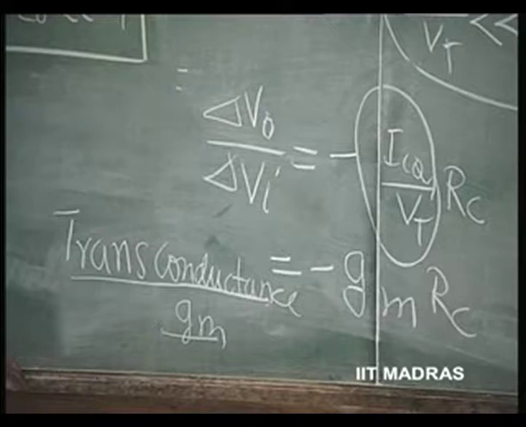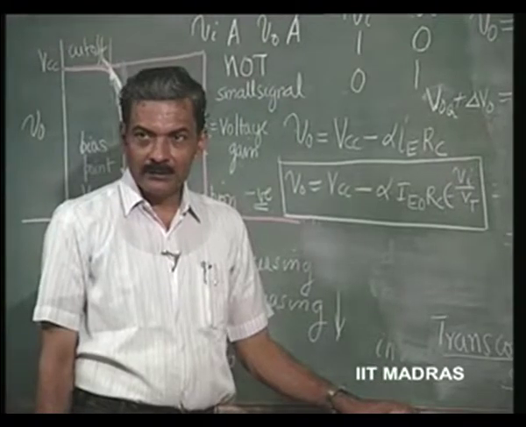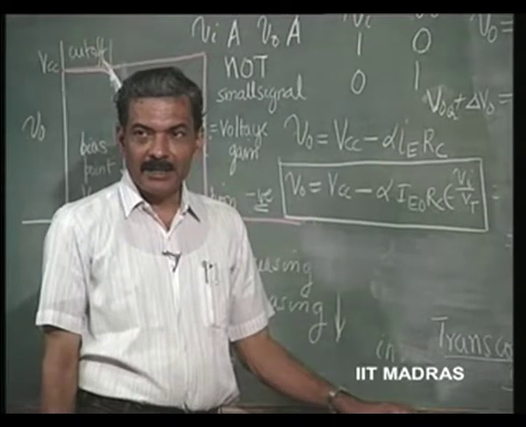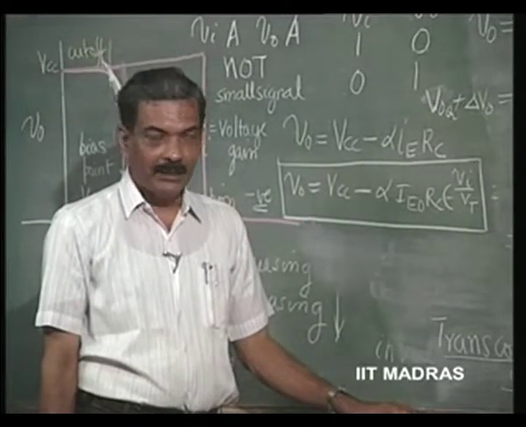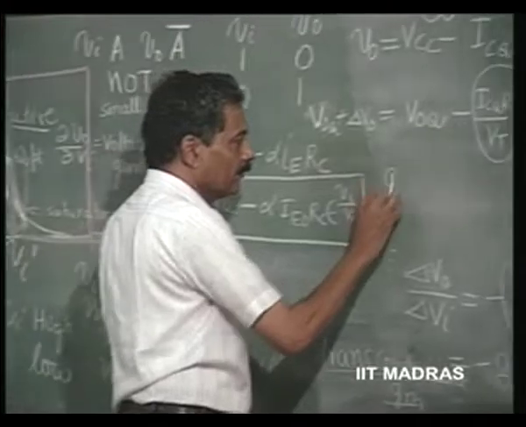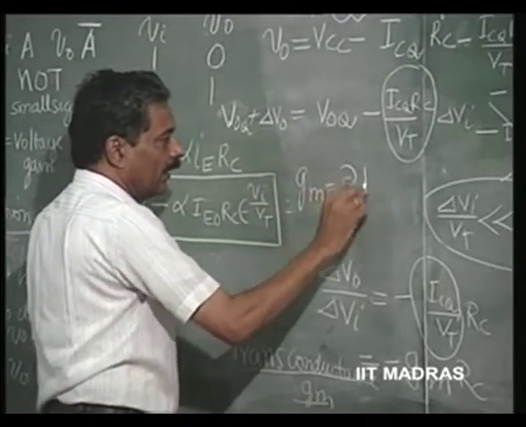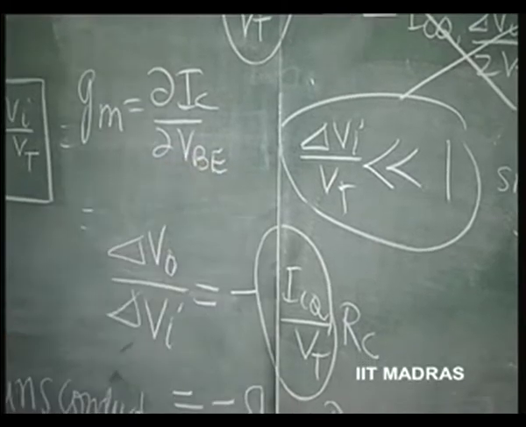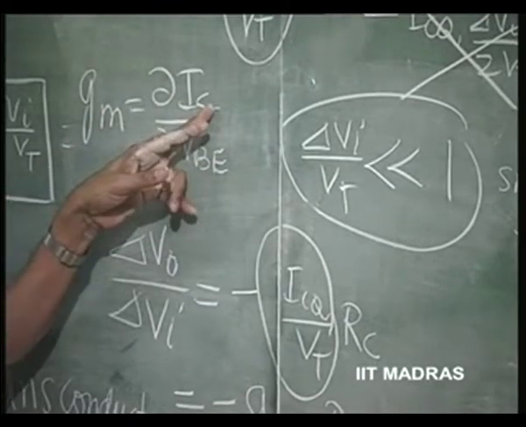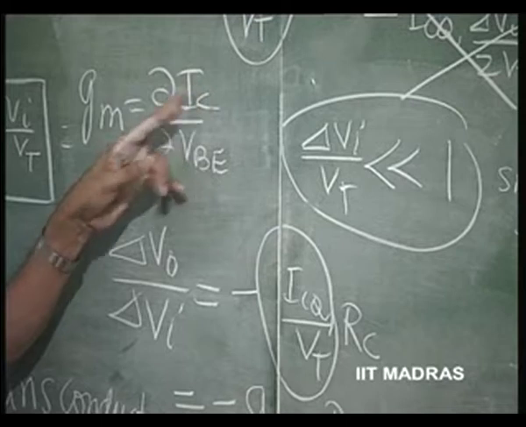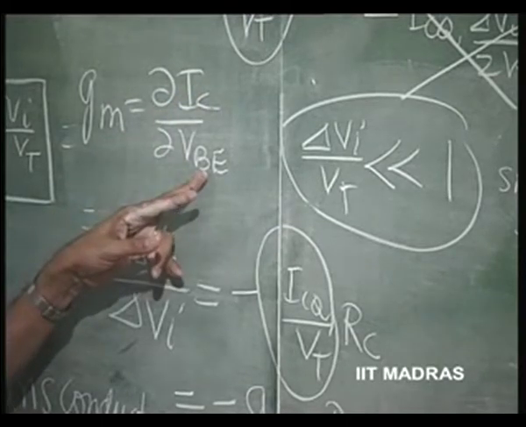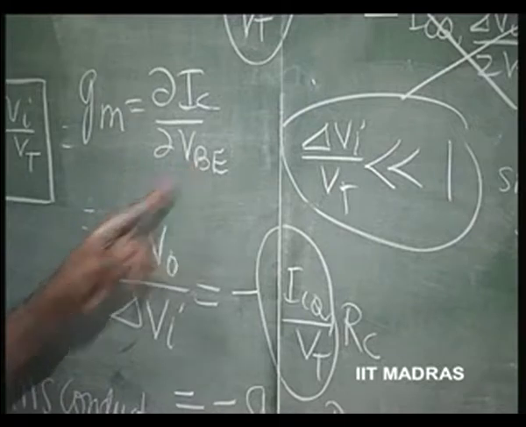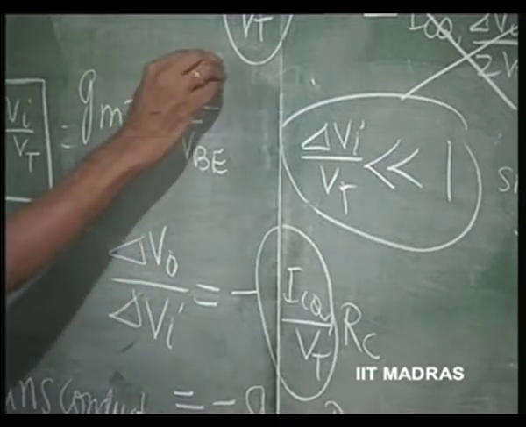The definition for Gm therefore is, Gm is nothing but delta IC divided by delta VBE, because delta IC is the same as delta I naught, delta I naught by delta Vi it was. So, delta IC by delta VBE at the given operating point.